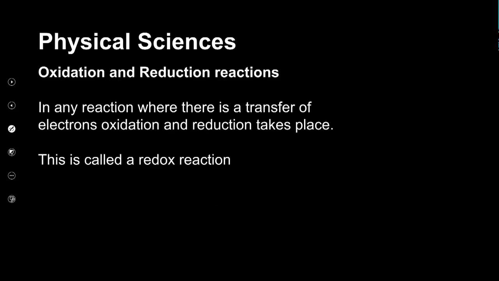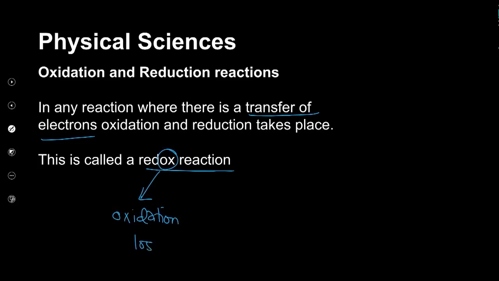So the oxidation and reduction half reactions are very important in as far as the transfer of electrons. So in any reaction where there is a transfer of electrons, there is oxidation and reduction taking place simultaneously. This is called a redox. So redox actually consists of that part, which is oxidation, okay?